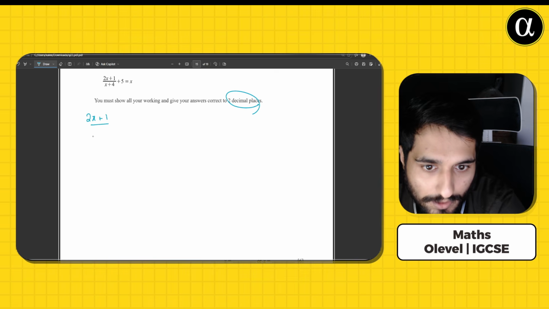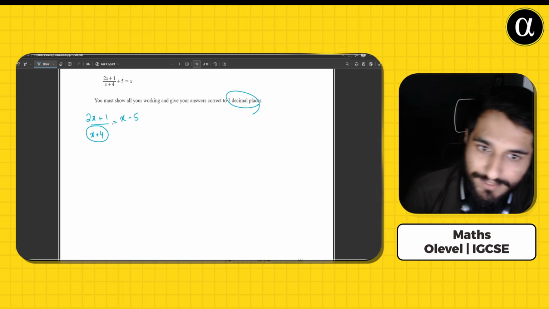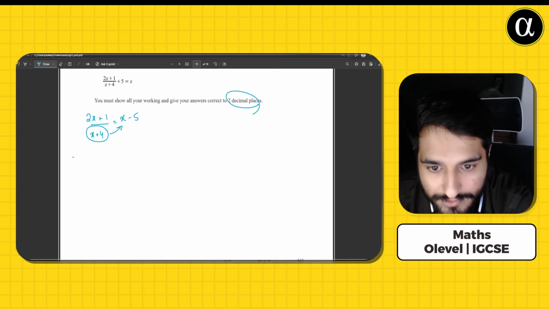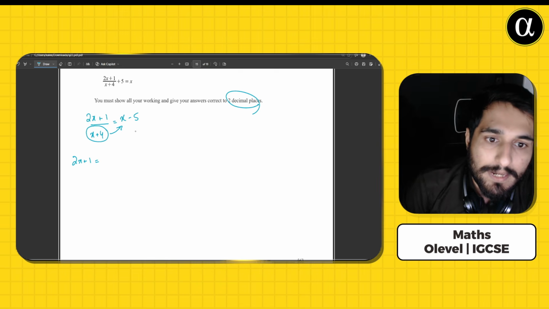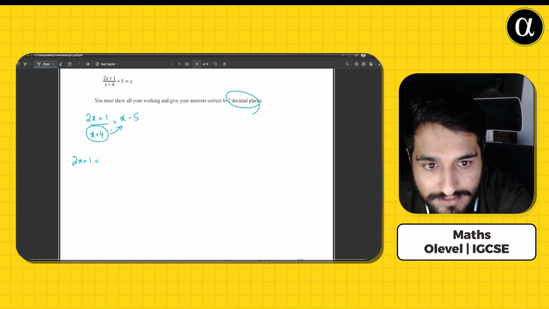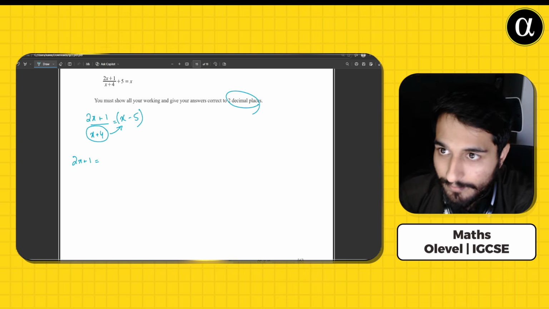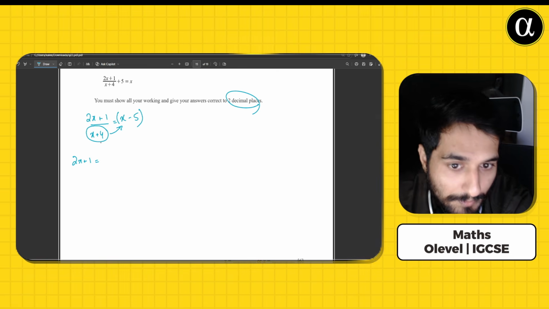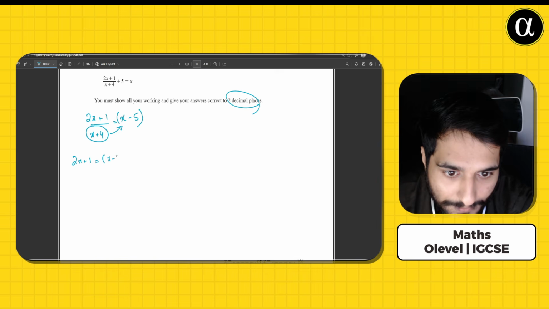So (2x plus 1) over (x plus 4) is equal to x minus 5, and then since this is being divided over here, it will be multiplied on the other side. So 2x plus 1 is equal to this would be multiplied with the whole thing. Keep in mind that this will be multiplied with the whole expression on the right hand side. Please make sure you do not make a mistake where you multiply x plus 4 with just minus 5. No, that is not going to be correct. So it's going to be (x minus 5) times (x plus 4).